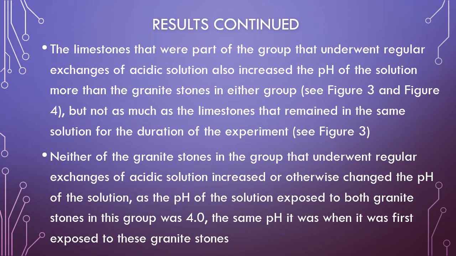So looking at pH trends and the results for the group of stones that underwent regular exchanges of the diluted sulfuric acid solution, the limestones in this group also increased the pH of the acidic solutions, but not as much as the limestones that remained in the same acidic solutions for the entire experiment. And then neither of the granite stones in this group that underwent regular exchanges of the acidic solution changed the pH of the original diluted sulfuric acid solution.